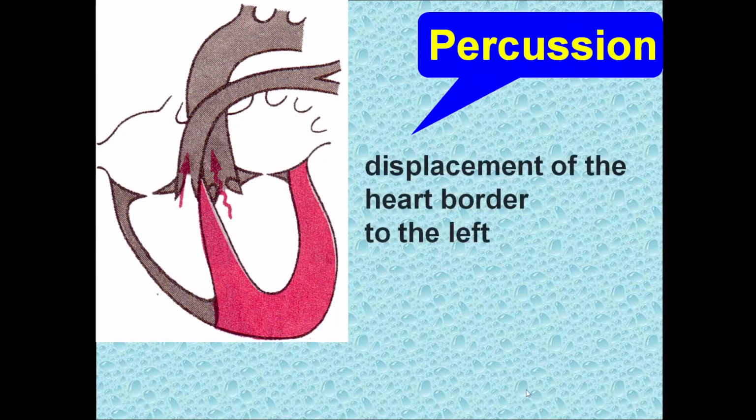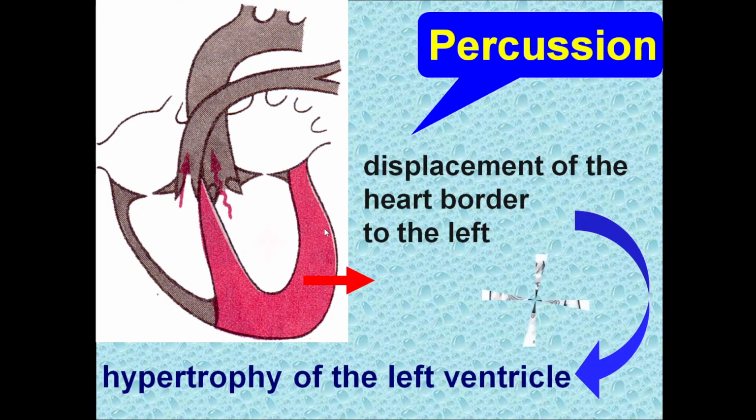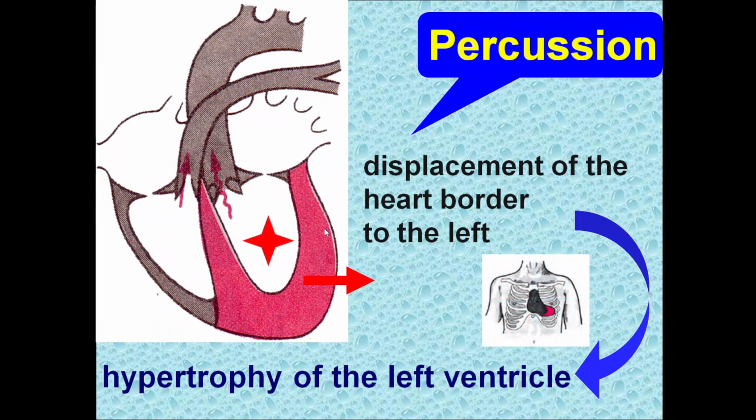Percussion reveals displacement only of left heart border because only left ventricle is involved in pathological process. It hypertrophied to compensate blood flow into the aorta through the narrowed orifice.